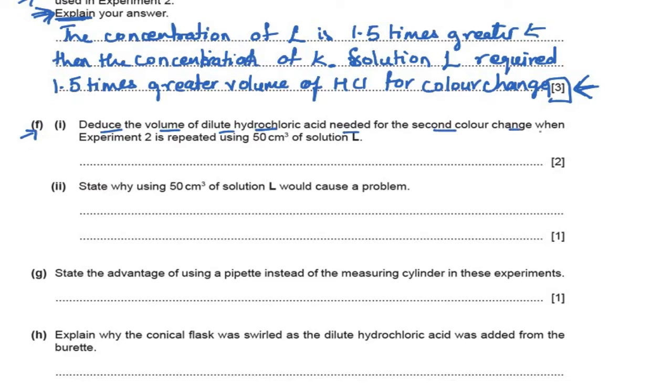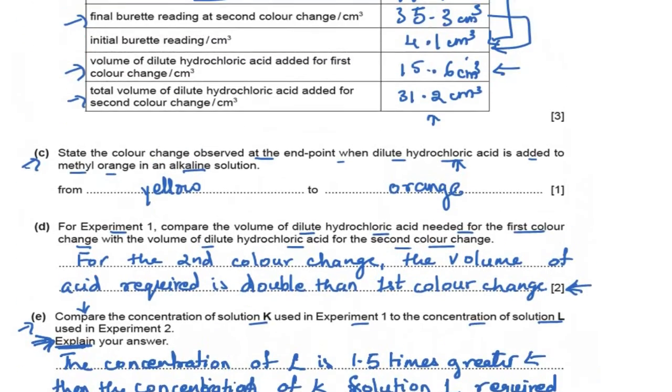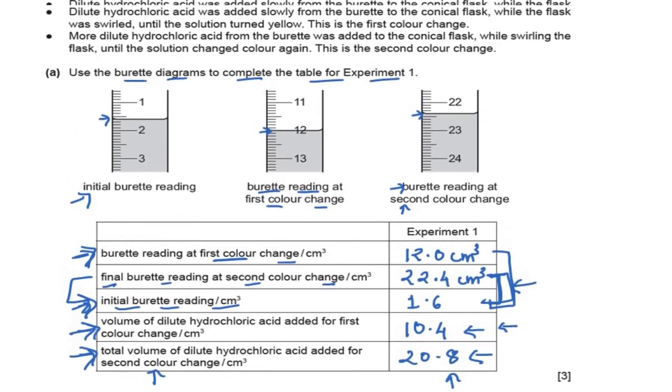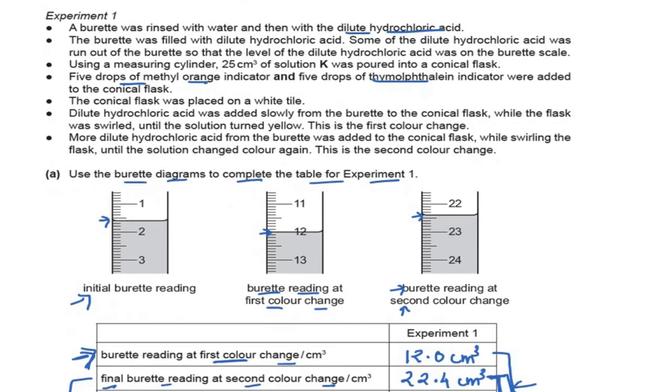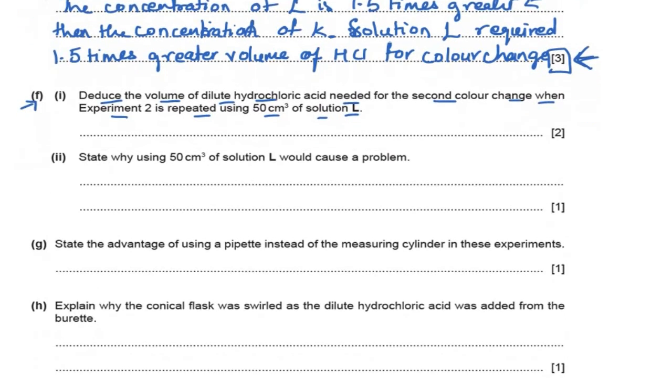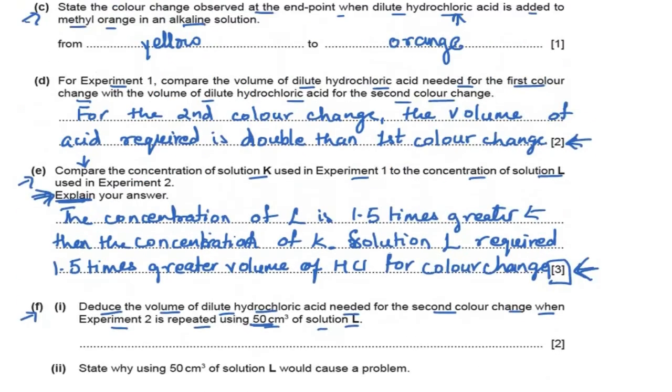Let's go ahead with the next sub question, which says deduce the volume of dilute hydrochloric acid needed for the second color change when the experiment 2 is repeated using 50 centimeter cube of solution L. If we go to the experiment 2 where L was used, we need to have a look at the question that earlier what is the volume of the K or L we had used, and here we can find out that the 25 centimeter cube of K and L was used. Now in its place, if we are using solution L as 50 centimeter cube, we can say that double the volume of L is used.